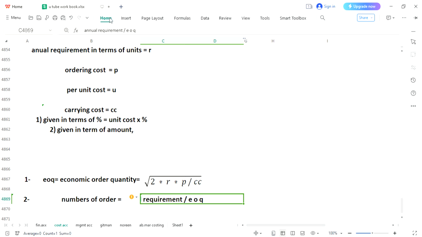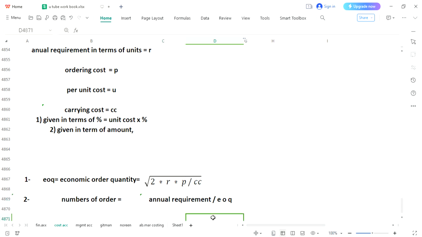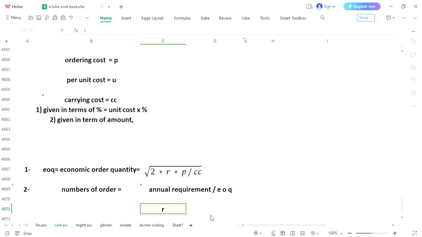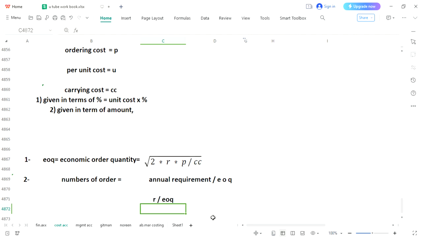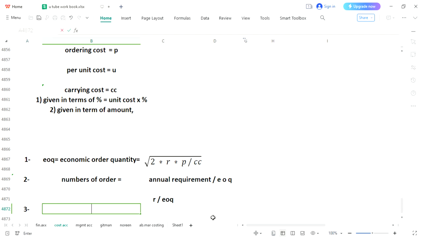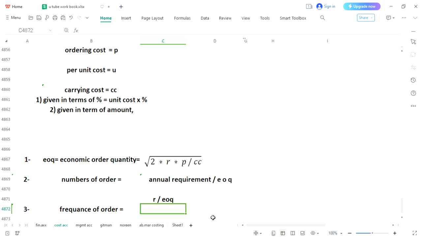And it may be possible you write this formula in the following way. Annual requirement, as we have seen, we have put as R divided by EOQ. So the formula may be used like this. And the third formula is the frequency of orders. That means how often you will make this order. For that you will see that 365 days is fixed, and then you will divide it by the number of orders.